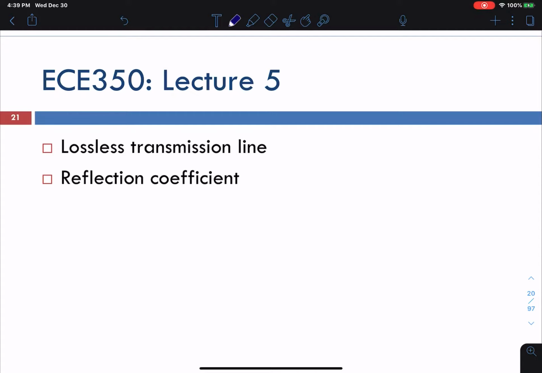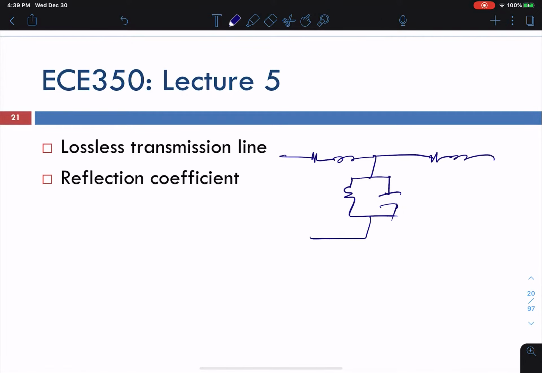In this lecture, we're going to talk about lossless transmission line and also reflection coefficient. Let me draw a transmission line over here and try to see what we mean by lossless. So transmission line, you have seen that it has these parameters, right? This is a section of the transmission line.